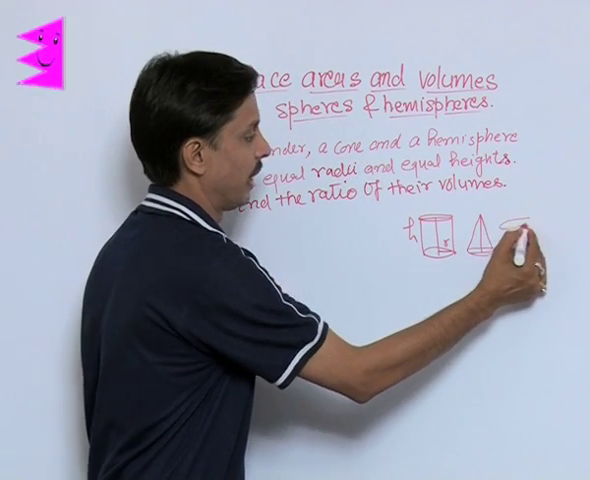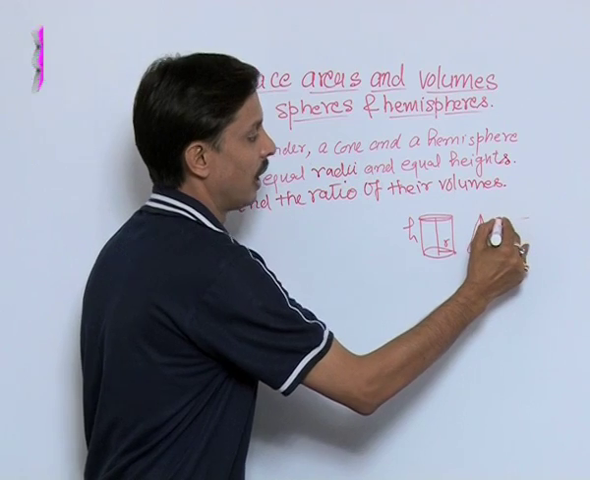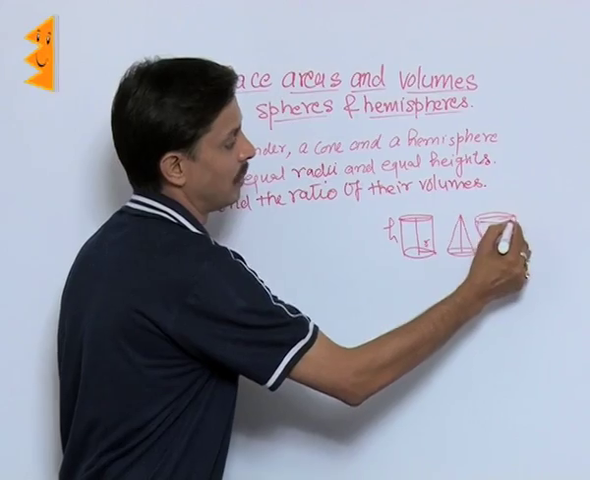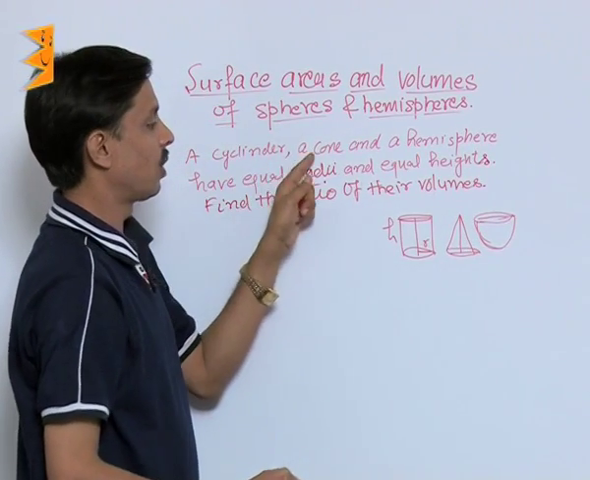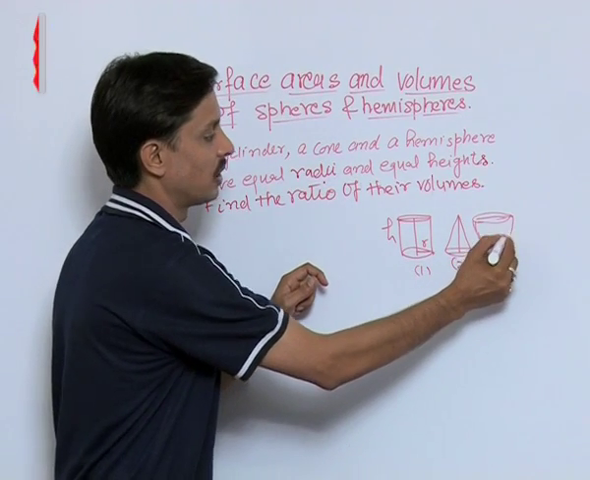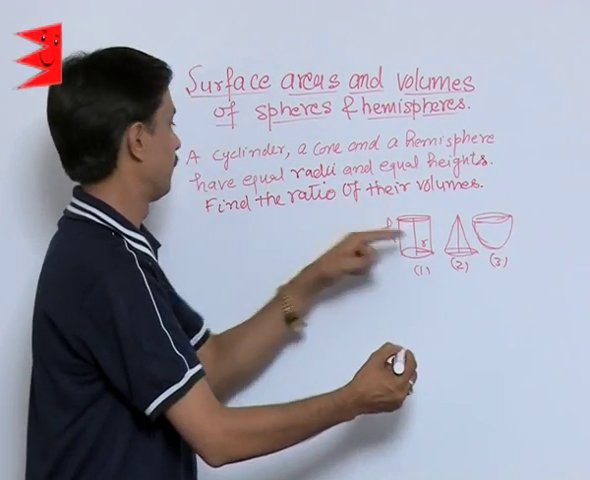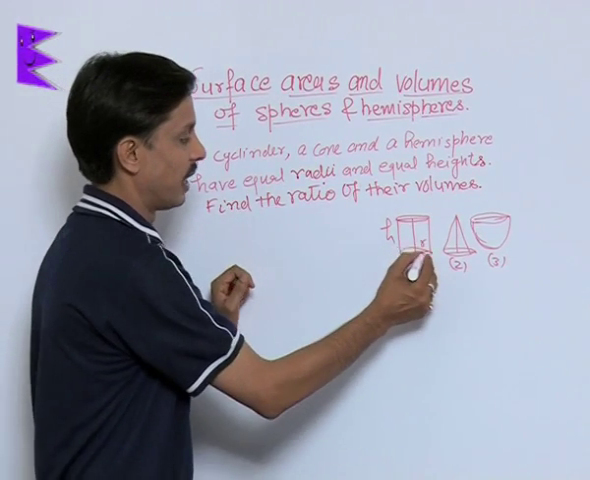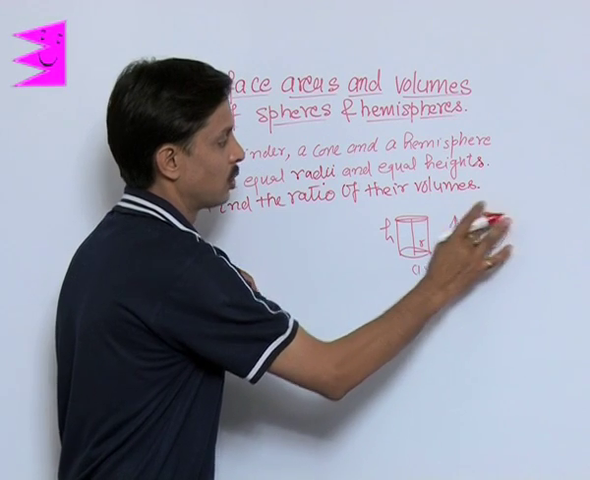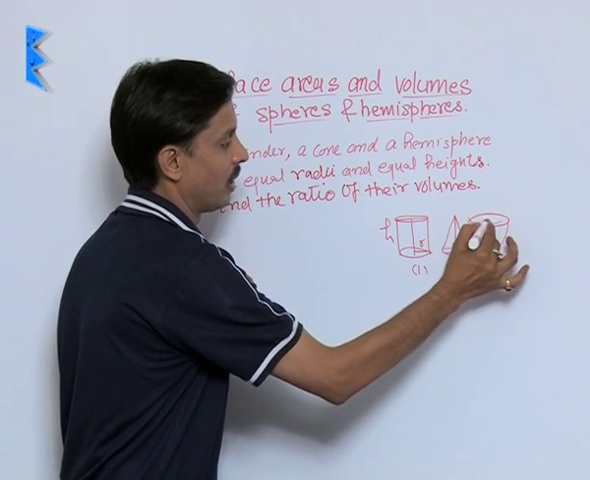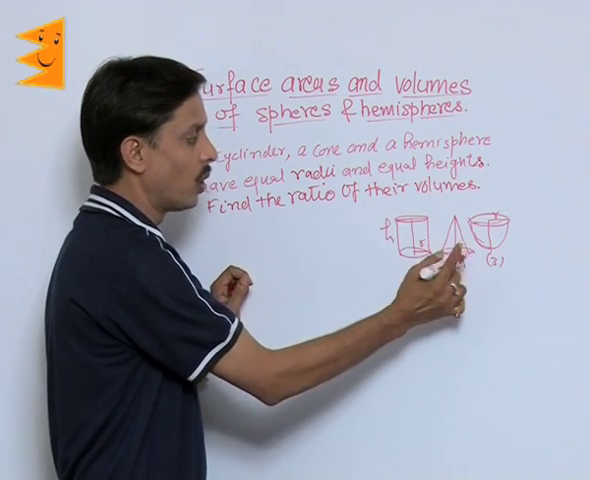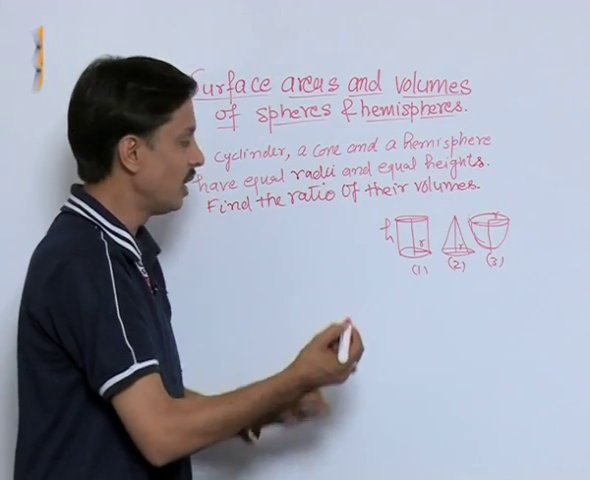A cylinder, a cone, a hemisphere. You must understand what the hemisphere is. Hemisphere is the shape like this. This is, suppose, the hemisphere. This is the cylinder, first thing, second is cone, and this is the third one, hemisphere. They have equal radii, that is, the radius of each object is the same. So you can say whatever is the radius of the cylinder is the same as that of the cone and the hemisphere.